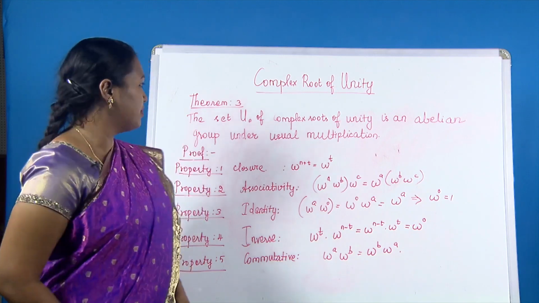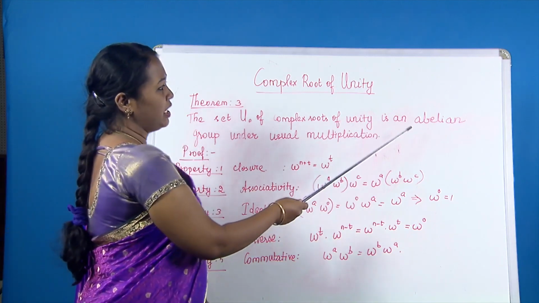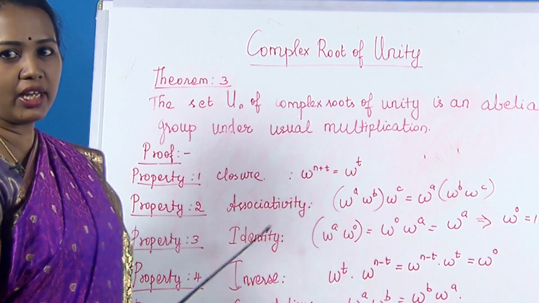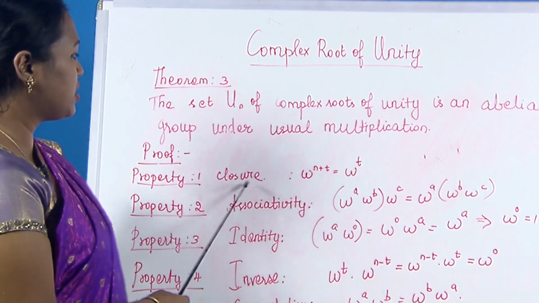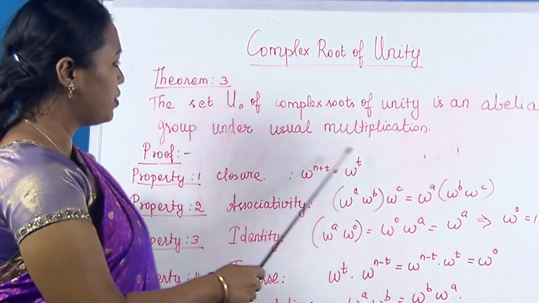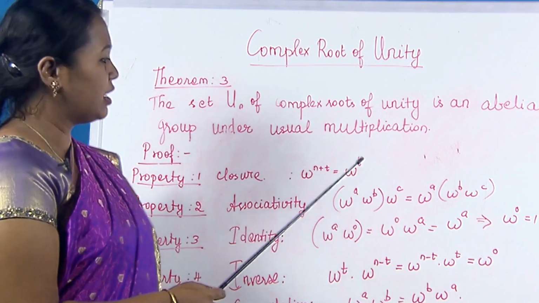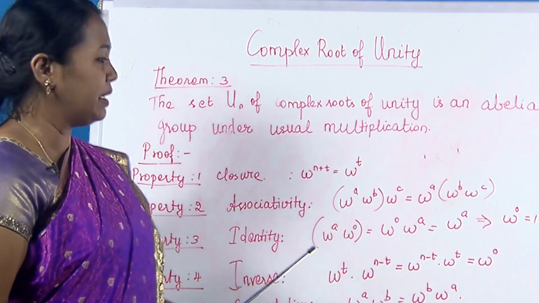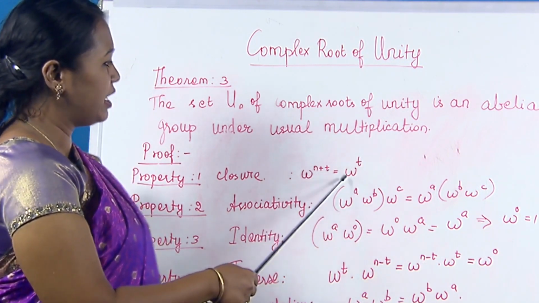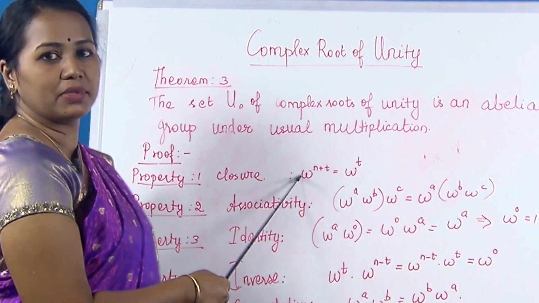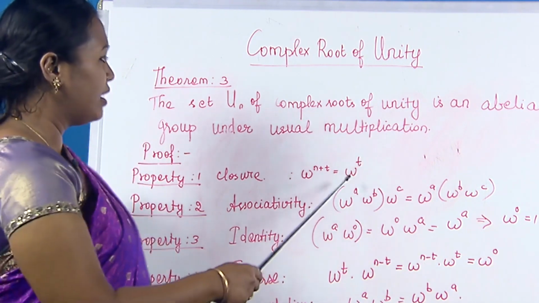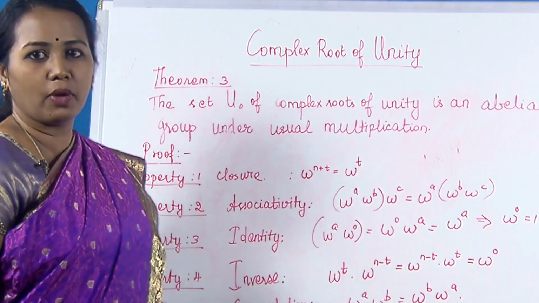Now, we shall see the next theorem. The set U_n of complex roots of unity is an abelian group under usual multiplication. In order to prove this, we will have to check the group for certain properties. The first one is closure. Clearly, omega power n plus t is equal to omega power t. We do this because if one of the two terms, let us say omega power a times omega power b, has an exponent greater than n, this can be written in the form omega power n plus t, and automatically omega power n becomes 1, and so we are left with omega power t, where t is greater than or equal to 1. So, this term is again within the group and therefore, the closure property holds.